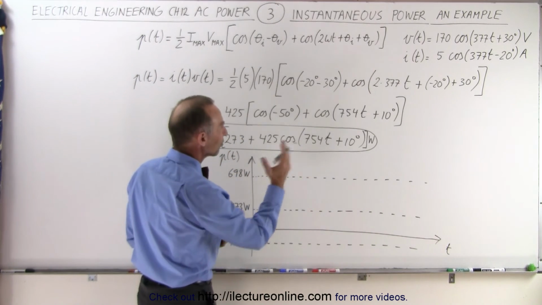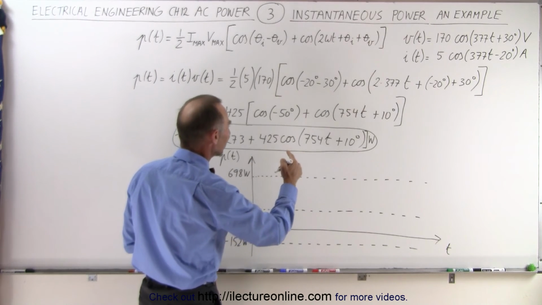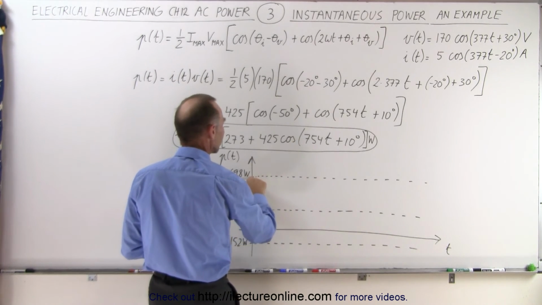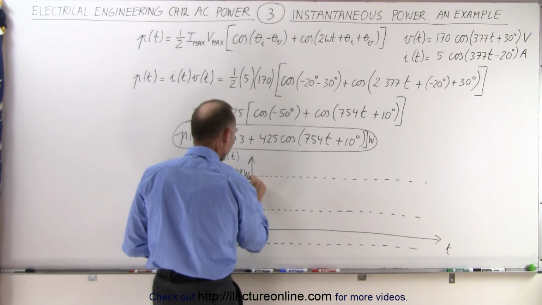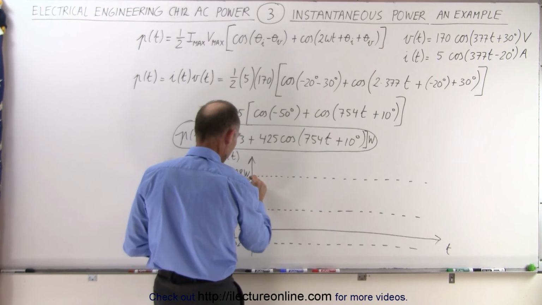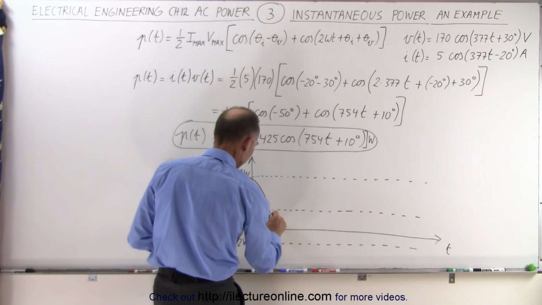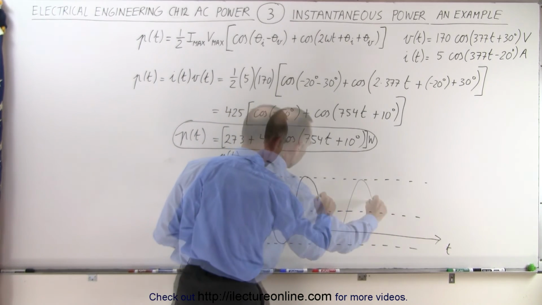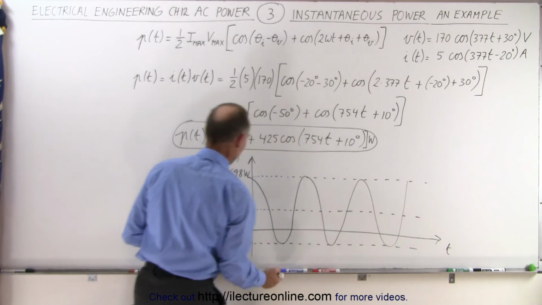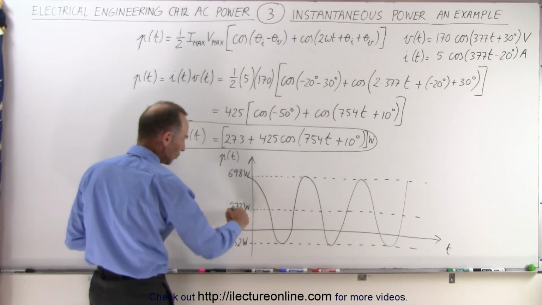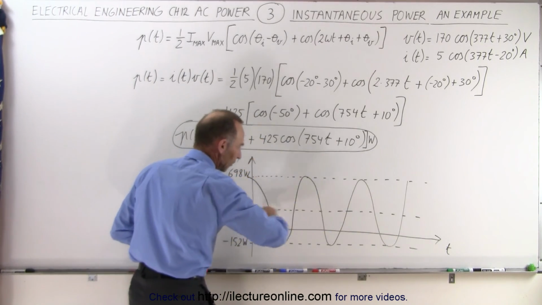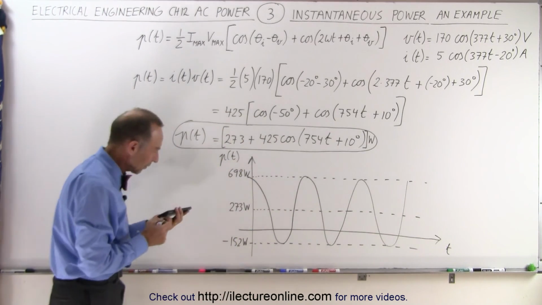And the phase angle is 10 degrees. That means the cosine of 0 starts at the top of the curve. Plus 10 degrees means it's shifted over 10 degrees, so the curve goes to here, and then we end up with something that looks like this. Notice at the maximum, you get 698 watts. At the minimum, minus 152. And the average value runs about 273 watts.